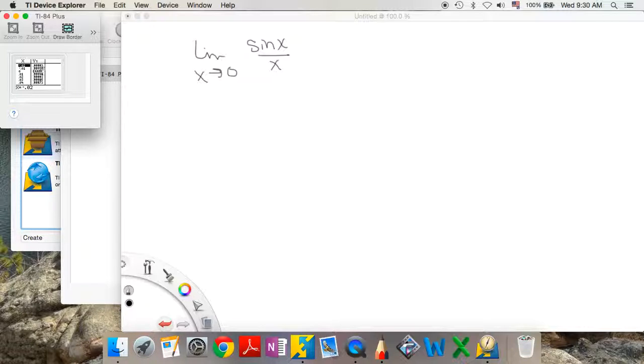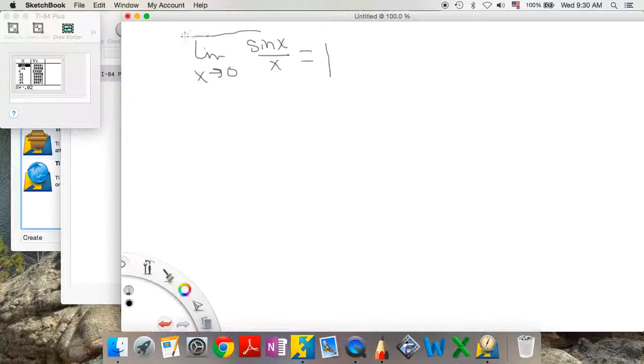But as we get closer and closer, we're getting to 1. You need to know this limit. It will come up a lot. You need to know that the limit as x goes to 0 of sine x over x equals 1 every time. We're not going to prove it. I'm just showing you on this table here for the graph, but this is something that you need to have memorized.